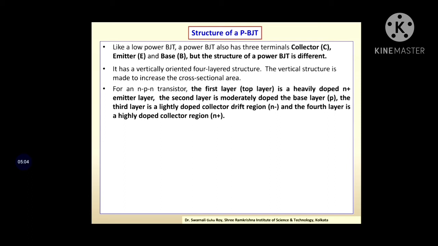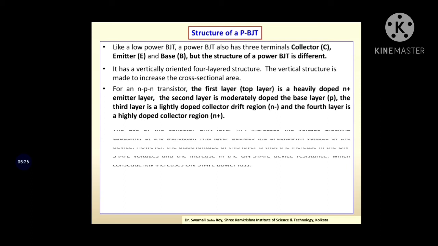The minus sign indicates the light doping of this particular region. The fourth layer is a highly doped collector region. That is, I have written here N plus. The plus sign indicates the heavy doping of the region.